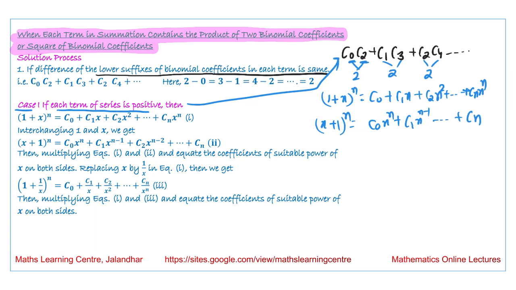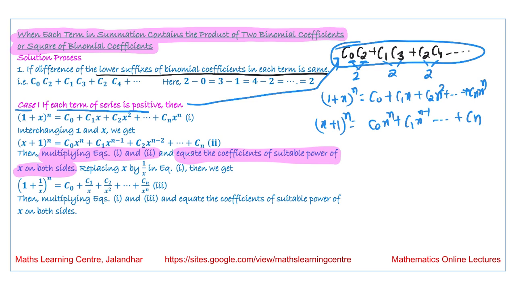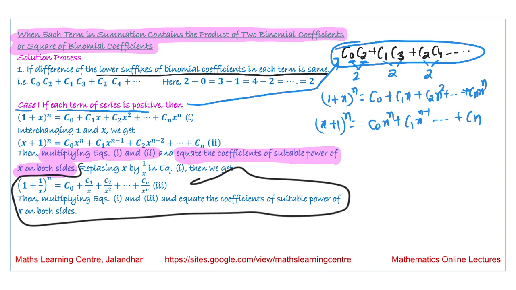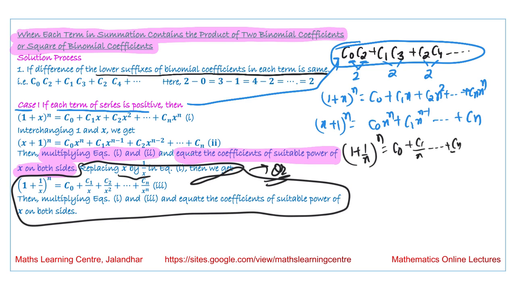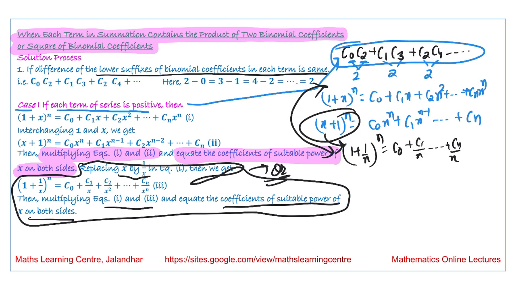Now to find this kind of answer, we have to multiply both these equations and equate the coefficients of a suitable power of x on both sides. Another way to solve these kinds of problems is to replace x by 1 by x, and we will obtain 1 plus 1 by x raised to the power n, that is equal to c naught plus c1 by x so on up to plus cn by x to the power n. Then we multiply equation 1 and equation 3 and equate the powers on both sides. This process will be more clear to you with the next example.